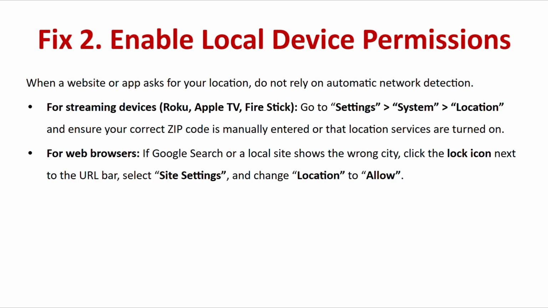Fix 2. Enable local device permissions. For streaming devices, Roku, Apple TV, Fire Stick, go to Settings, then go to System, then go to Location. And ensure your correct zip code is manually entered or that location services are turned on. For web browsers, if Google search or the local site shows the wrong city, click the lock icon next to the URL bar, select Site Settings, and change location to Allow.